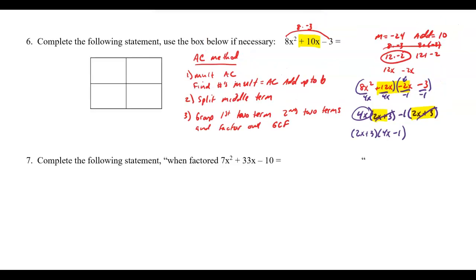Now I can check my work. 2x times 4x is 8x squared. 2x times negative 1 is negative 2x. Plus 12x gives me 10x. 3 times negative 1 is negative 3. So I know right away that I factored this correctly. So let's try the next one with this.